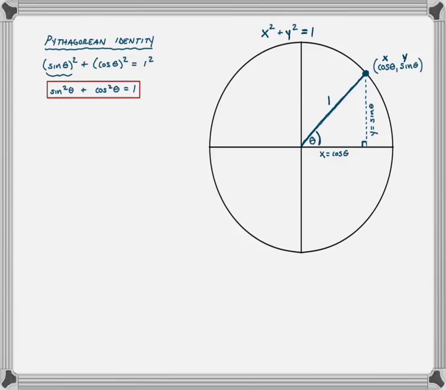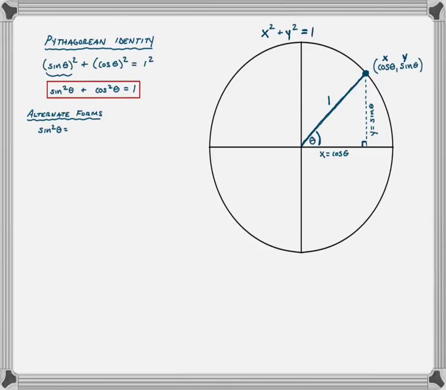With this Pythagorean identity, there are a couple different ways we could write it. Sine squared of theta plus cosine squared of theta equals 1 is one of the most common ways we'll see it, but if I wanted to rearrange the terms, there are alternate forms in which this identity can be written, and that's going to come in handy when we start simplifying some trig expressions in the notes.